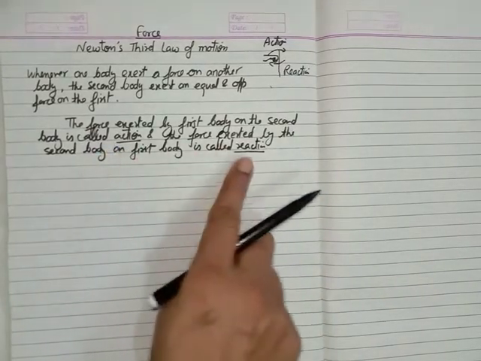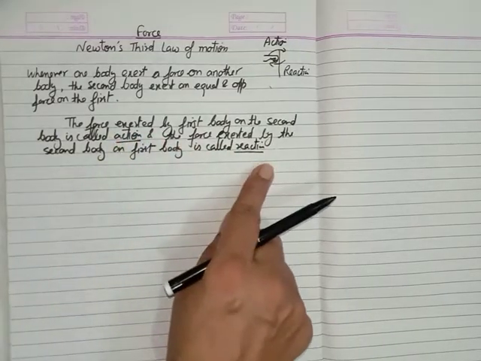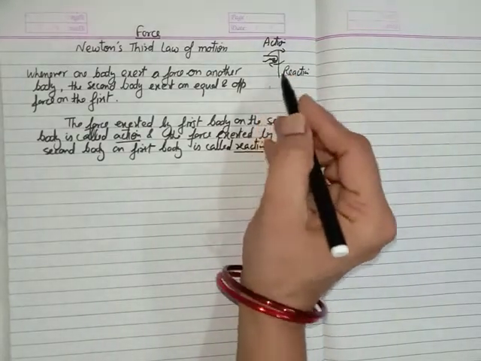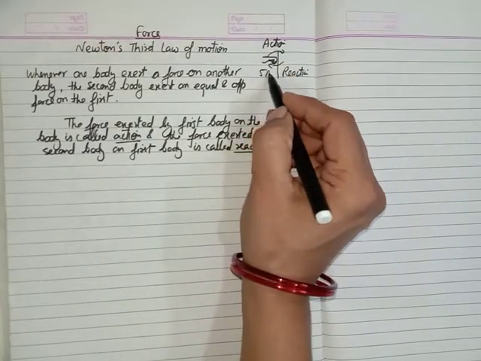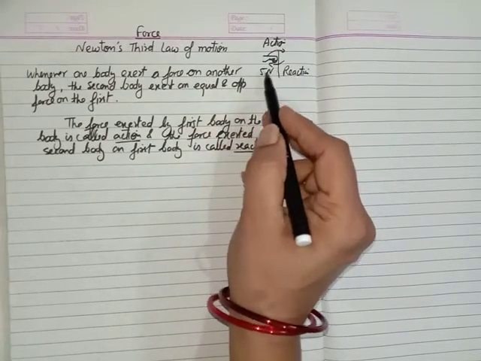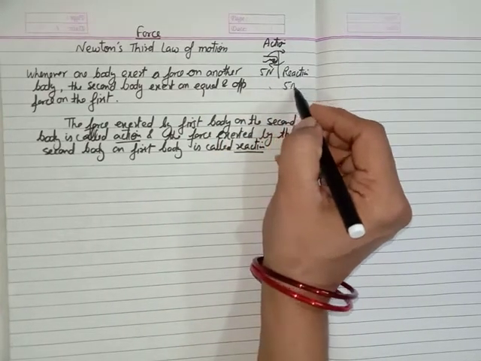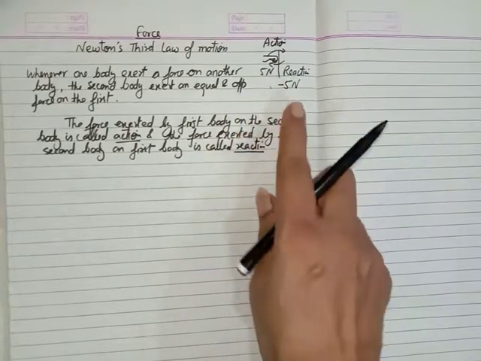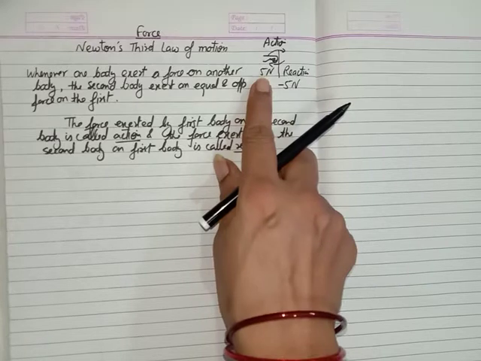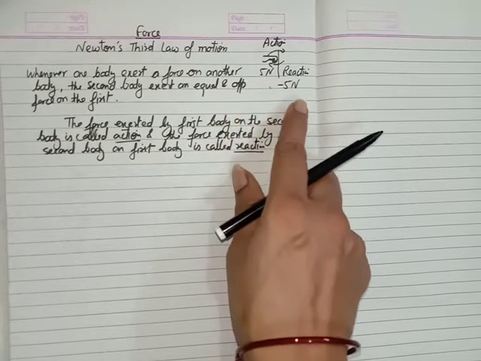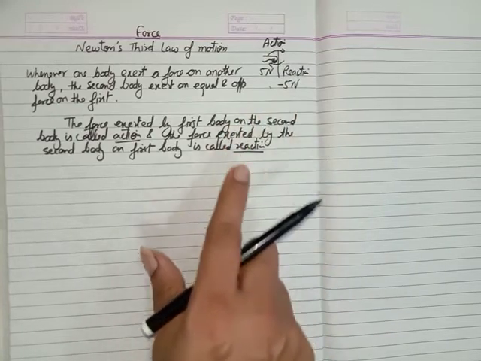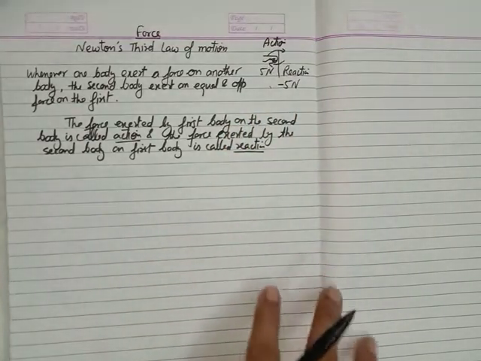The action and reaction are always equal but act in opposite directions. Suppose you are exerting 5 Newton of force on this wall, then this wall also exerts an equal force on you, that is 5 Newton, but in the opposite direction. We know that force is a vector quantity, so we can say this force is plus 5 Newton, then the force exerted by the wall on your hand is minus 5 Newton. So this is called the law of action and reaction, Newton's third law.